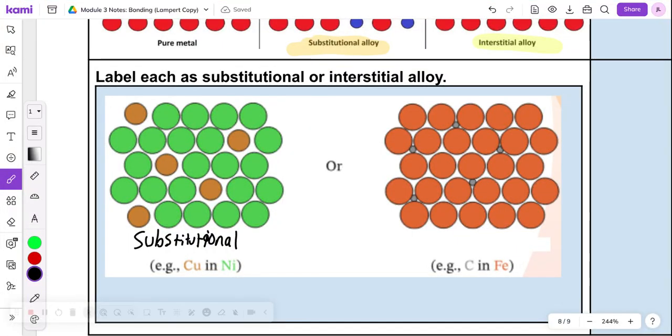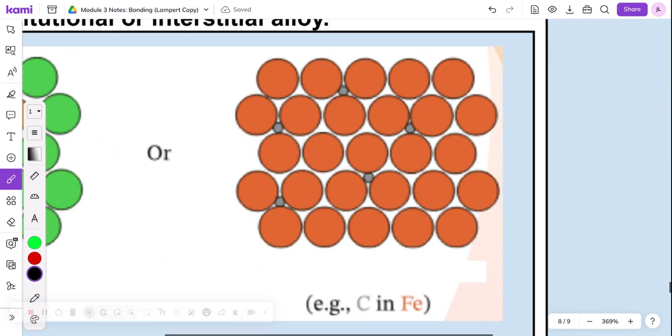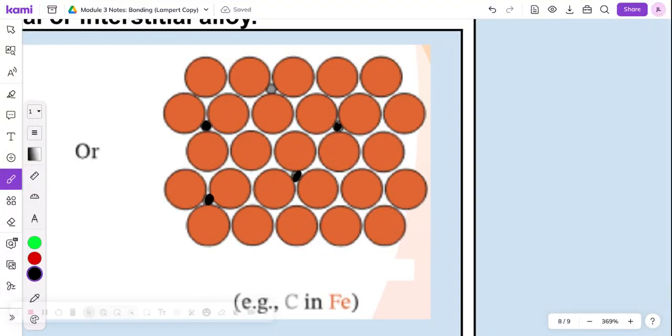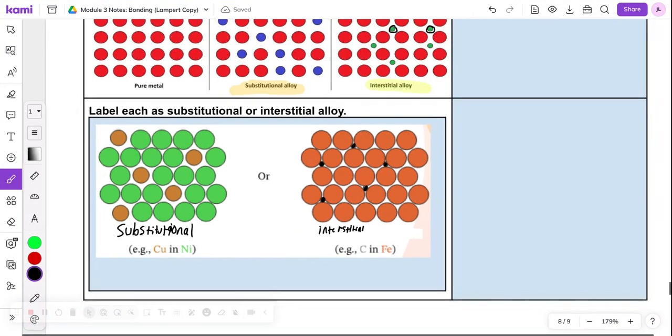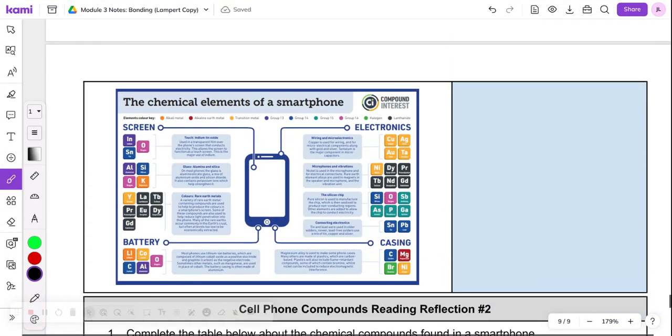Now, if we look on this side, it doesn't look like there's any substitutes, right? There's no orange that was taken over by a green. It's just that there's these little dots in between each of our atoms. Because we have these smaller ones in between, this would be interstitial. Okay, let's go ahead and continue.